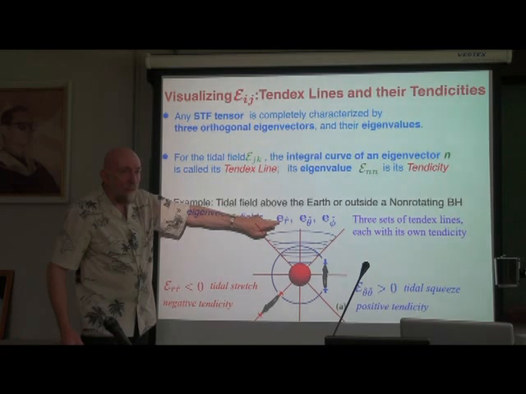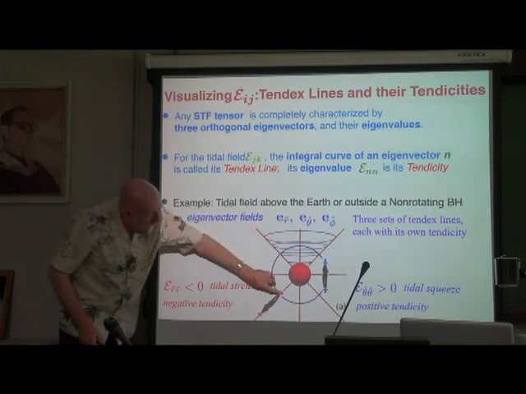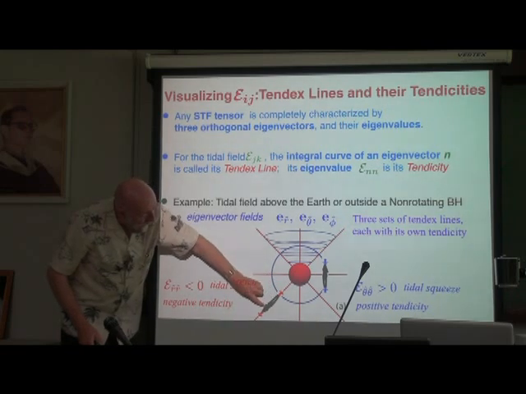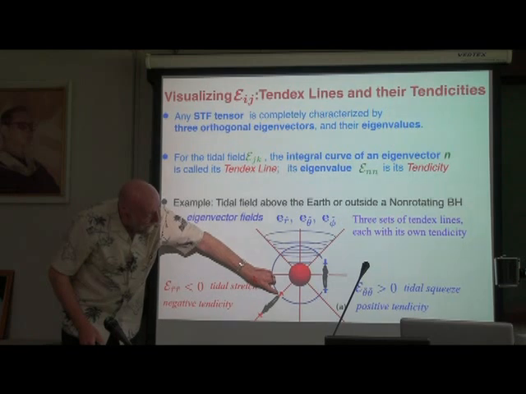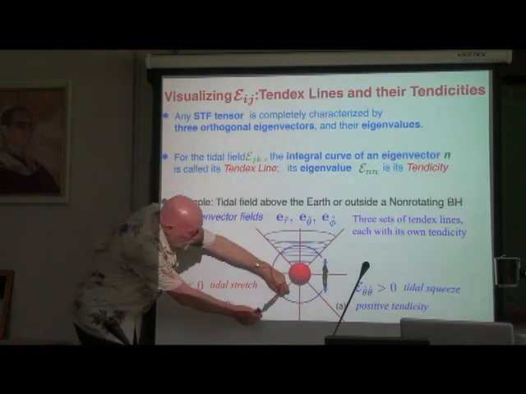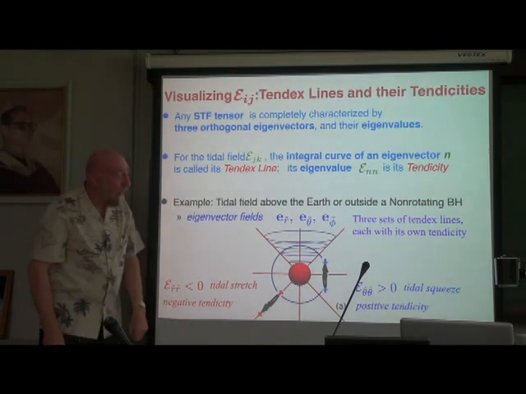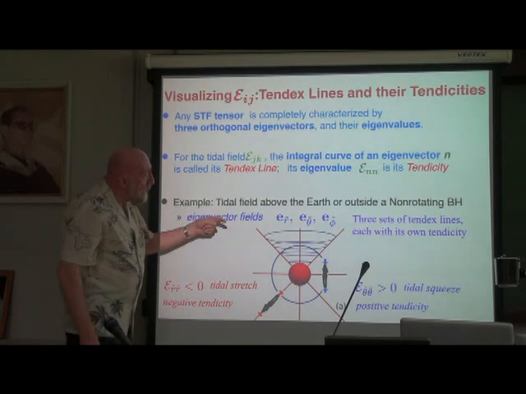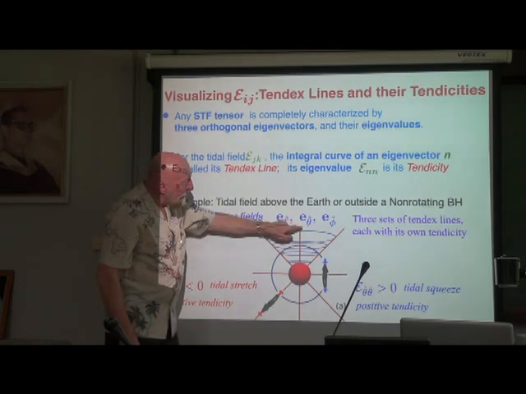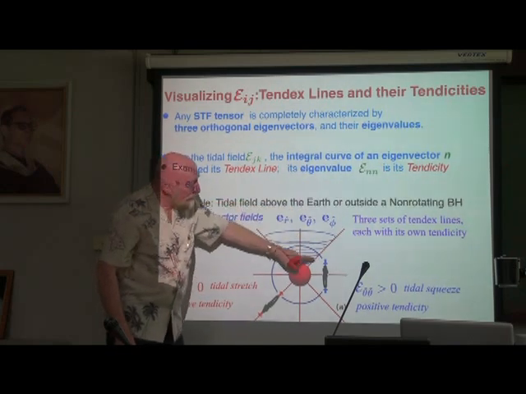That is one of the eigenvectors of this tidal field. And what this means physically is that if a person hangs or floats, say, in the space shuttle, with her feet pointed toward the Earth and her head here, she will be stretched along that field line. But if she is oriented tangentially to the field line, pointing in the theta direction, she will be squeezed.